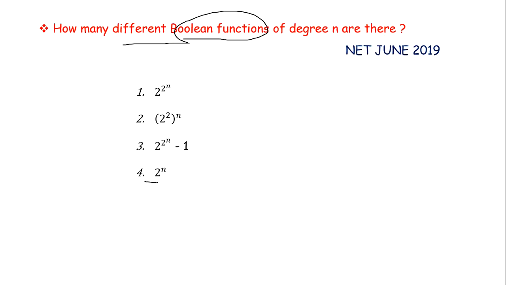Always remember that the number of different Boolean functions of degree n will always be 2 raised to the power 2 raised to the power n. So the right answer will be option 1. This question has been asked many times in competitive exams, so always remember this.